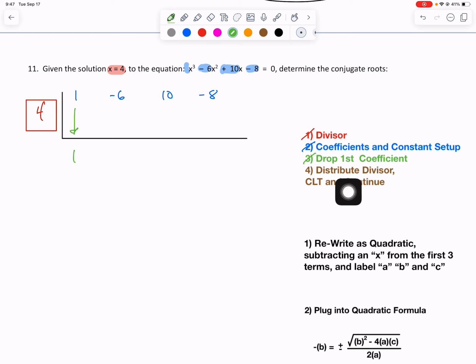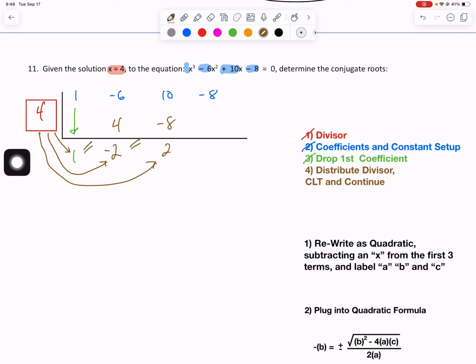And then step 4, distribute divisor. Continue, combine like terms, and continue. Well, 4 times 1. Man, that arrow just looks pitiful. That's going to equal 4. Negative 6 plus 4 gives you negative 2. 4 times negative 2, well, that equals negative 8. 10 minus 8 is 2. 4 times 2, that's 8. Negative 8 plus 8 leaves us nothing. Nobody home. Cancel them out. We've finished step 4.